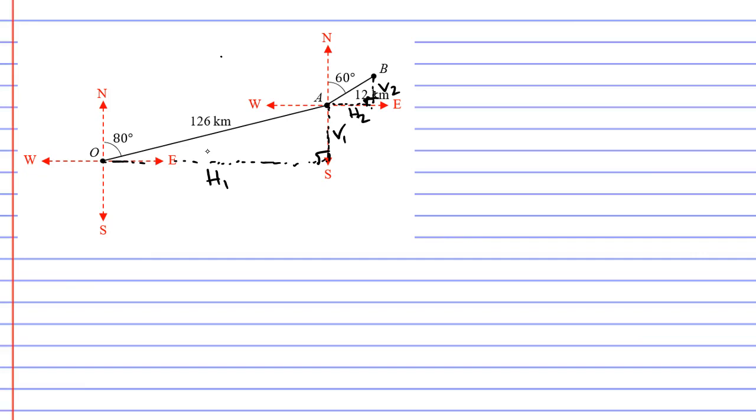We really need to find an angle, and the best angle to find is right here, which is 10 degrees, since 10 degrees plus 80 degrees makes 90 degrees. Now V1 is going to be our opposite, H1 is going to be adjacent to the 10 degrees, and the 126 kilometers is going to be our hypotenuse. So let's focus on finding V1 first. In order to find V1, we're going to focus on the opposite V1, and the hypotenuse to work it out.